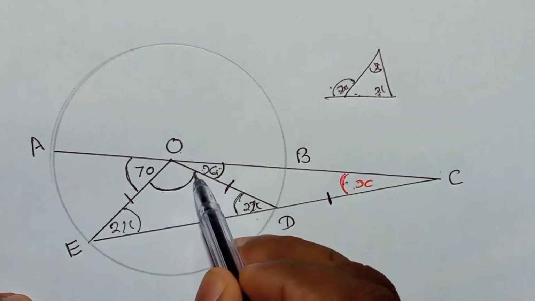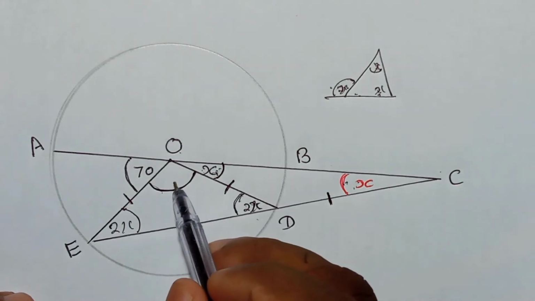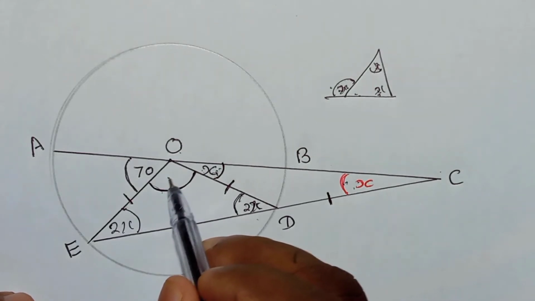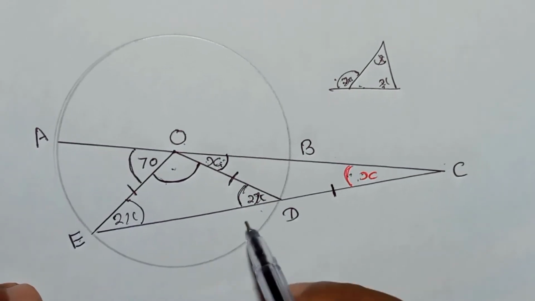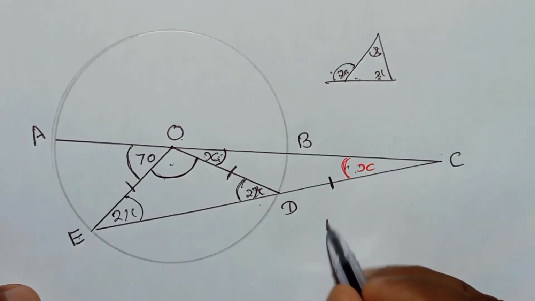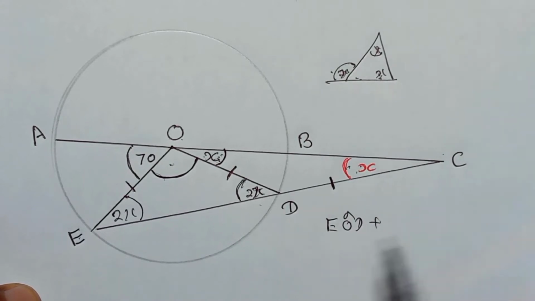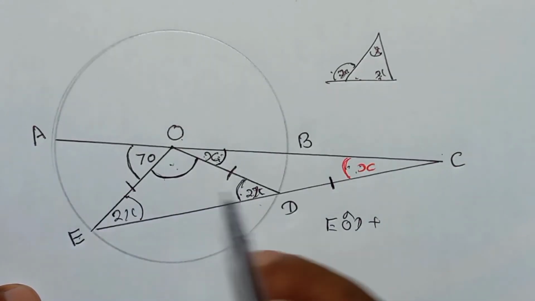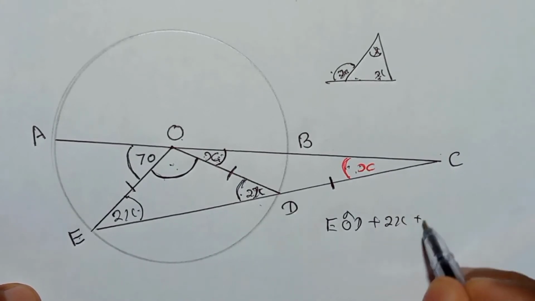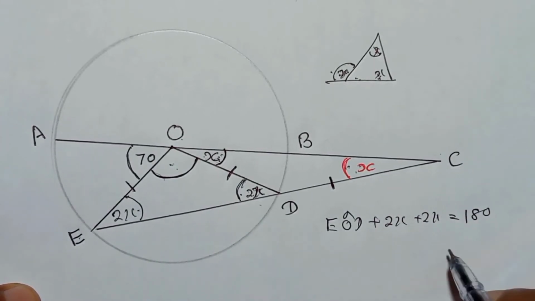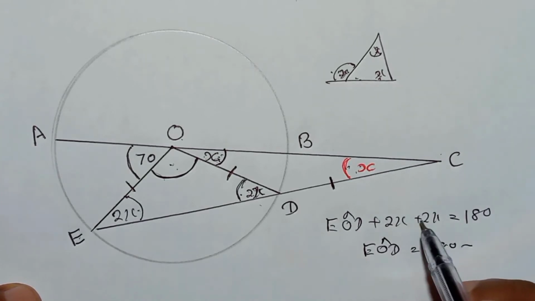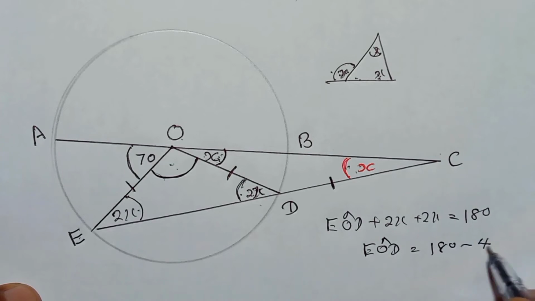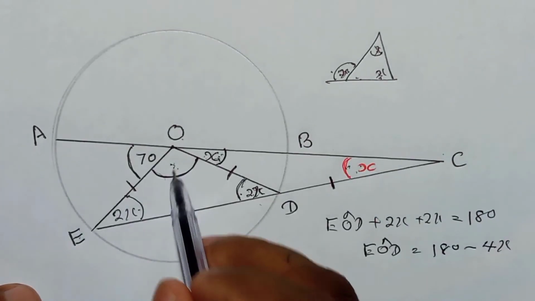How? I will name this angle in triangle EOD as EOD. Now I can write: angle EOD plus 2x plus 2x, that means this plus this should be 180. So from this I can get EOD: 180 minus 2x plus 2x, which means 4x. When I bring 4x to the other side it will be minus 4x. This is the angle EOD.